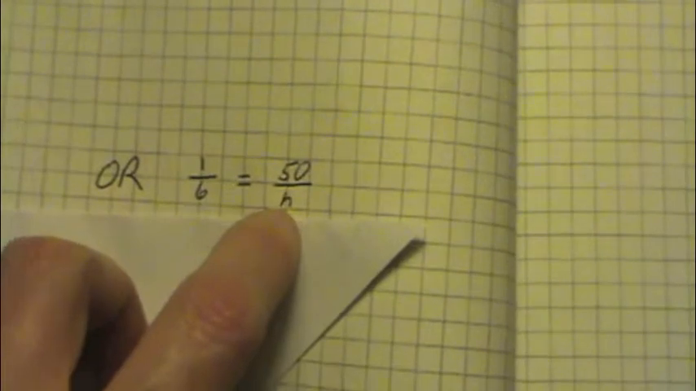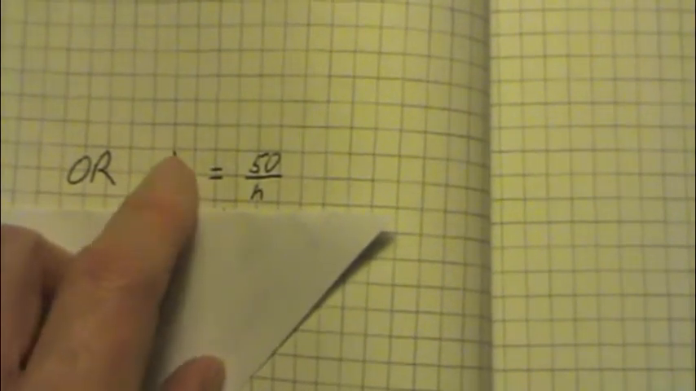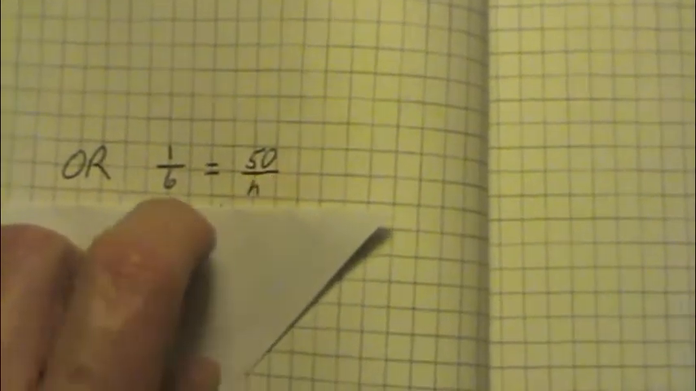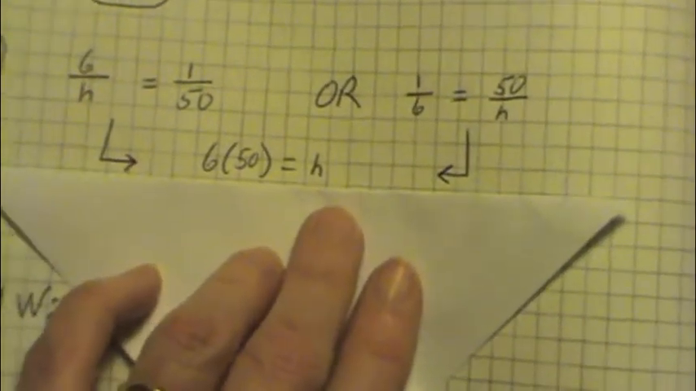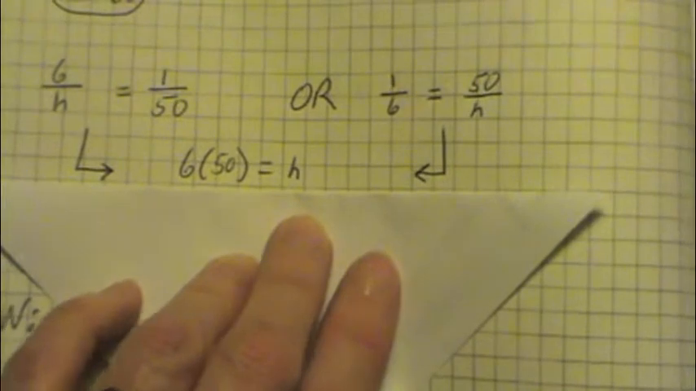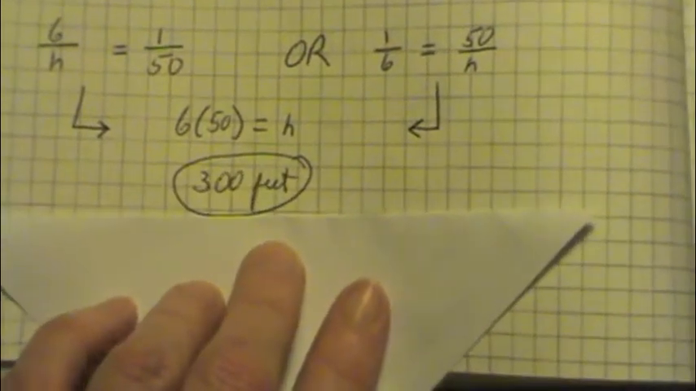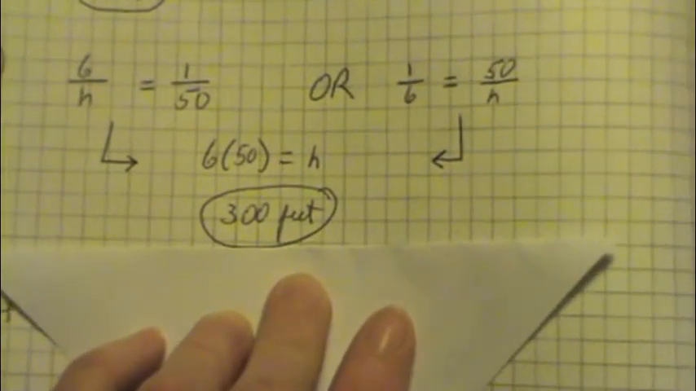Or you could set it up this way. You could use the two scale numbers as your numerators and the two building numbers that you're trying to figure out as your denominators. This fraction is all scale. This fraction is all actual numbers. Either way you do it, you end up with 6 times 50 equals h when you cross multiply. And you end up with a 300-foot tall building.